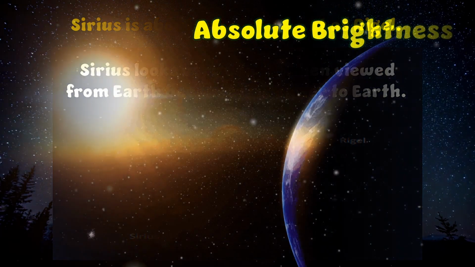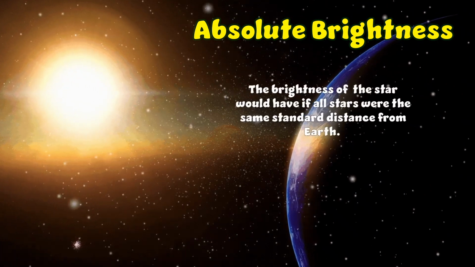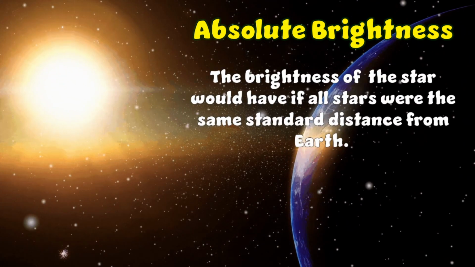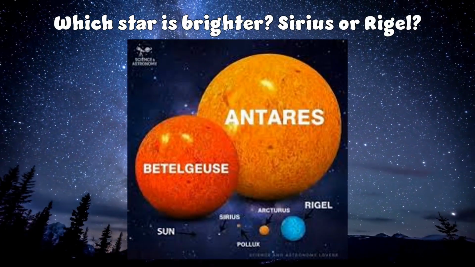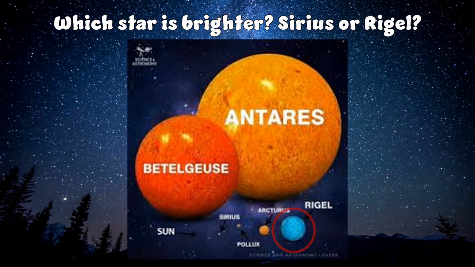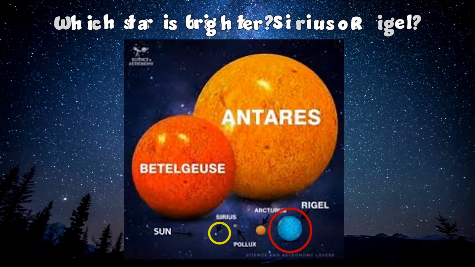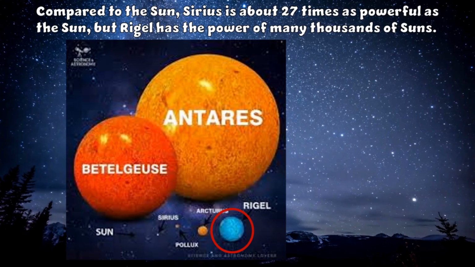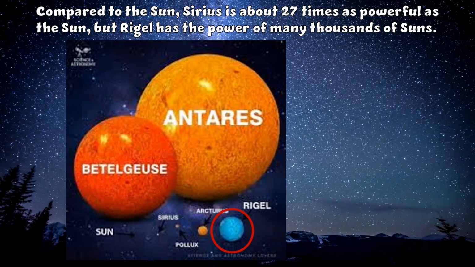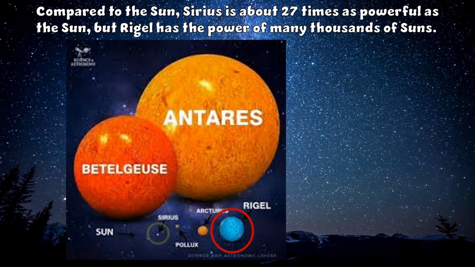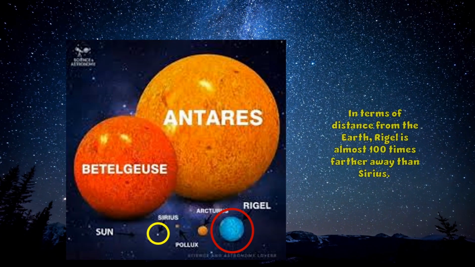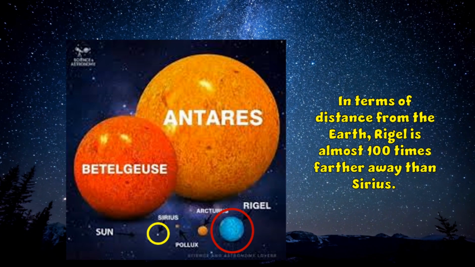When we say absolute brightness, it is the brightness the star would have if all the stars were the same distance from Earth. Now let's take a look at this picture. Which star is brighter, Sirius or Rigel? Compared to the Sun, Sirius is about 27 times as powerful as the Sun. But Rigel has the power of many thousands of suns. In terms of distance from the Earth, Rigel is almost 100 times farther away than Sirius.